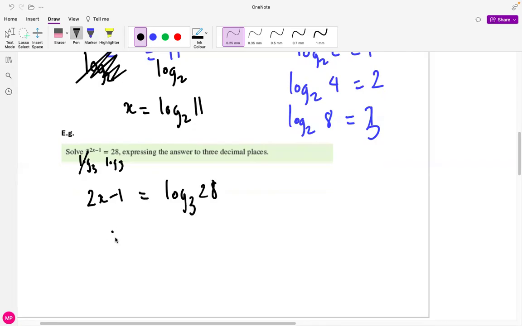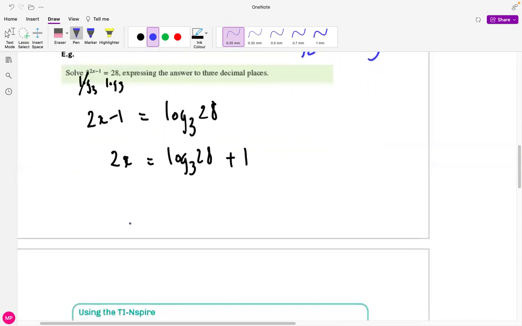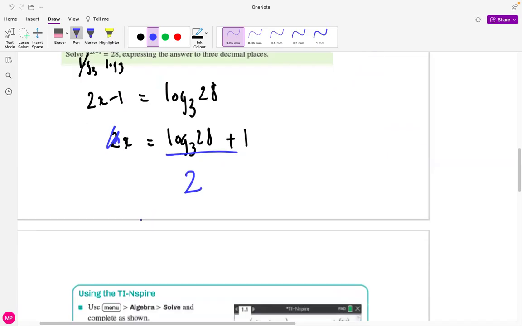Then you plus 1 over 2x equal log base 3 of 28 plus 1. Okay. Then you divide it by 2. So there you go. So x equals (log base 3 of 28 plus 1) divided by 2.